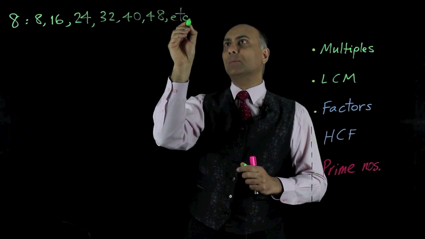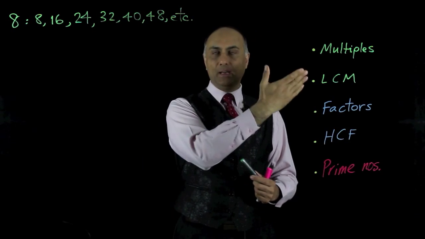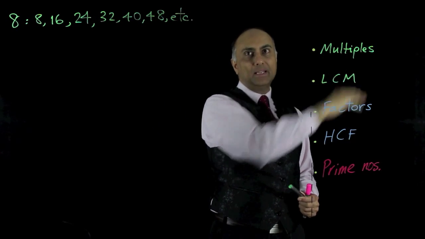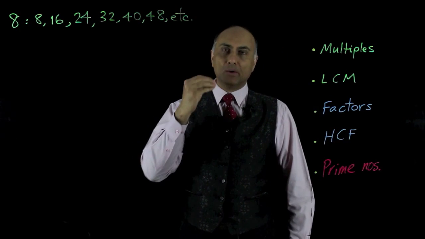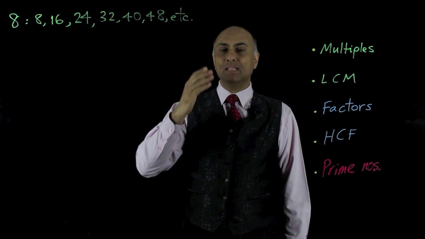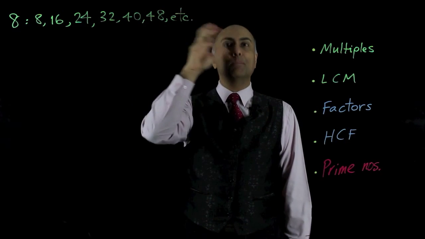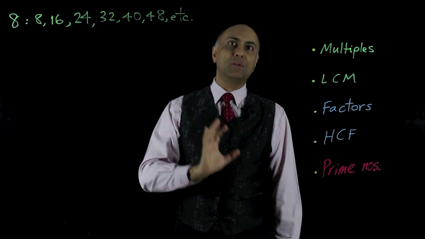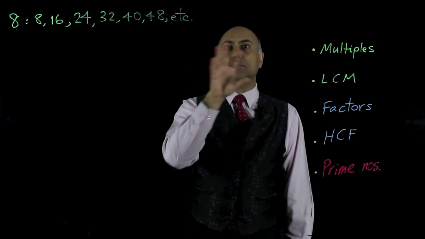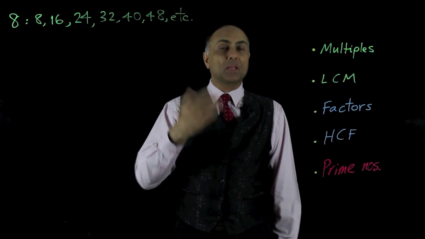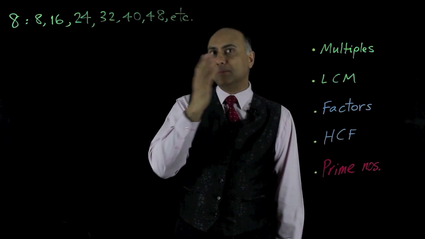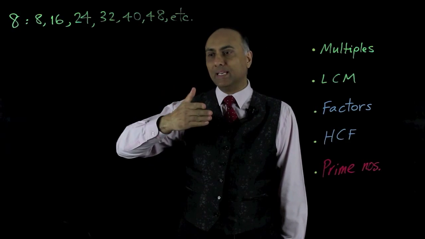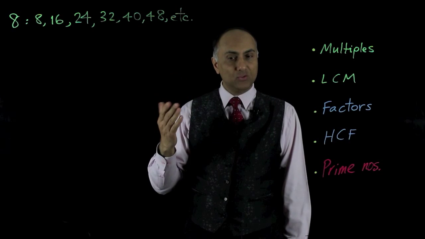Now, I've put etc. because they do go on forever. I could keep, in effect, adding 8 to get the next multiple and the next multiple. But actually, the quicker way to work out the multiples of any number is to multiply the given number by whatever the multiple we want. So, for example, the 10th multiple of 8 would be 8 multiplied by 10, or 80. The 11th multiple of 8 would be 8 multiplied by 11, or 88. The 100th multiple of 8 would be 8 multiplied by 100, or 800.